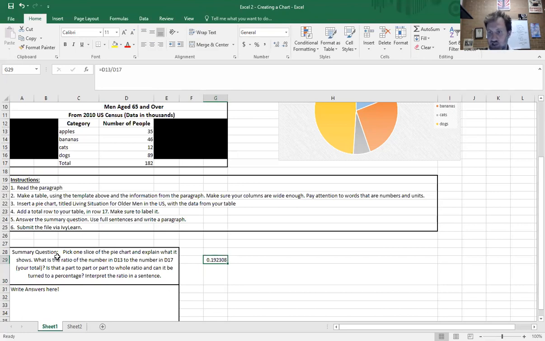Answer that in a full sentence, right? So don't type 0.192, which is not the same number, but don't type that into your summary question. Say the ratio of D13 to D17 is this. And then this actually is 2 parts. Tell me if it's part to part or part to whole, and answer the question, can it be turned into a percentage? It is part to part, and yes, I can turn it into a percentage, or it is part to whole, and no, or whatever the answer is. Interpret the ratio in a sentence, that's another part.